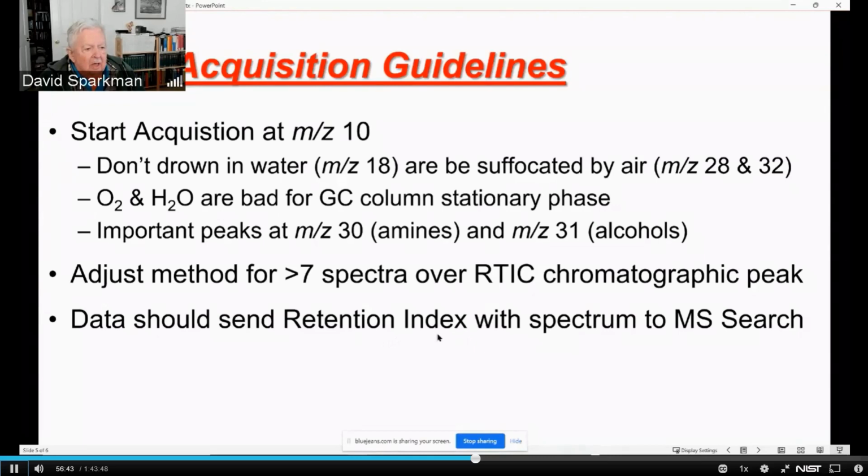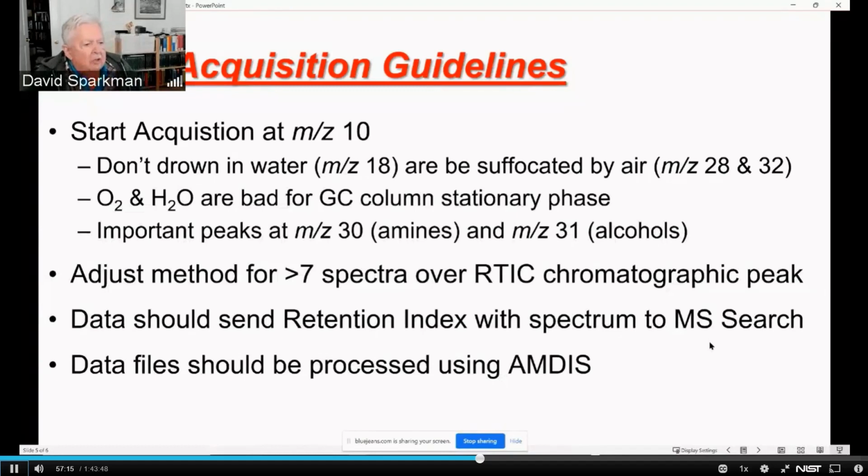Data should send the retention index with the spectrum to NIST Search when you are sending it from AMDIS. This is going to require that you do a measurement of a retention index standard at the beginning of each day. When NIST acquires spectra, they create this file for retention index.